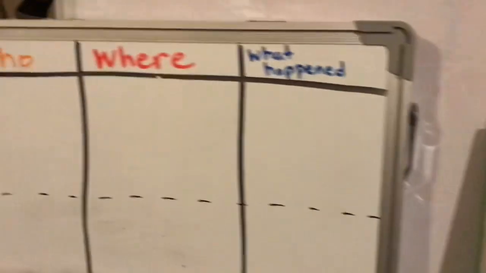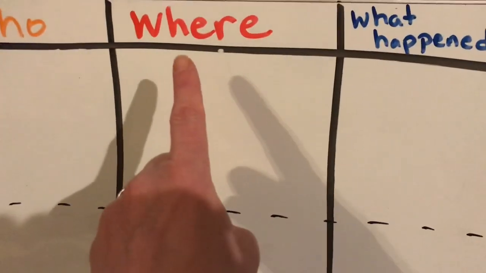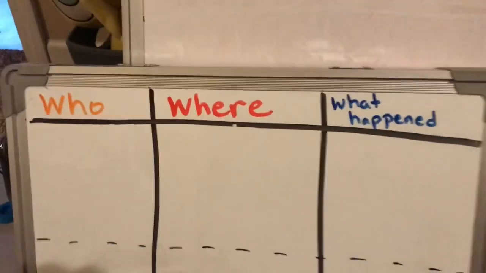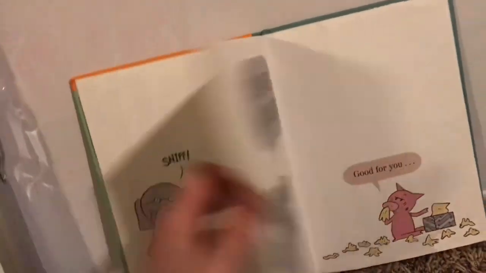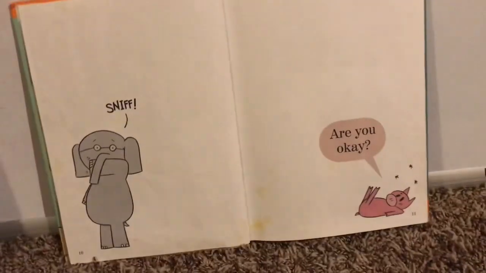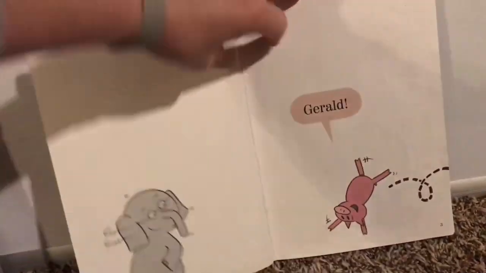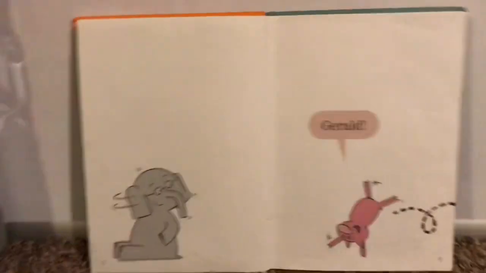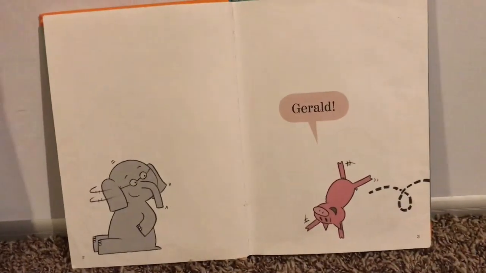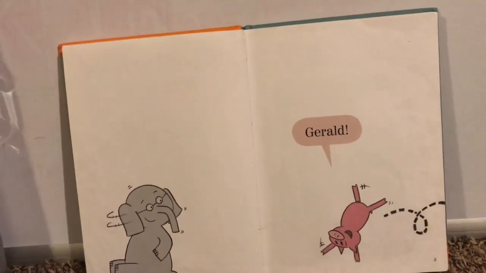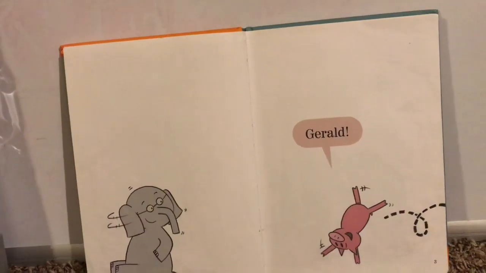Now, you might have noticed that I skipped where. And I did that for a reason. Because, stop for a minute. Just take a second to think. Mo Willems wrote this entire story. And my question to you is, where are Gerald and Piggy?